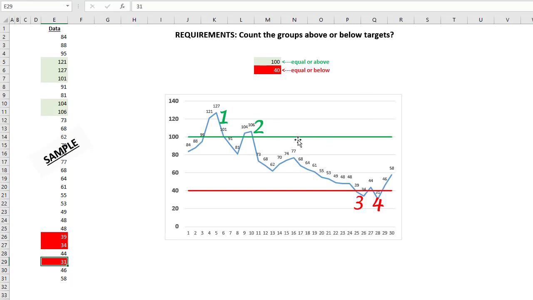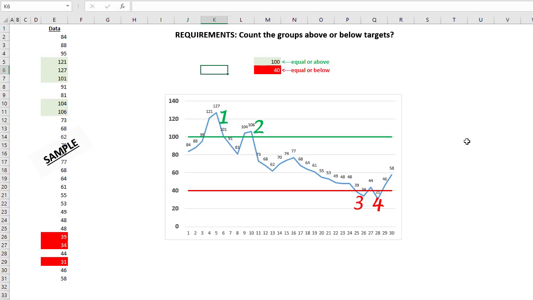Here is the green line, which is currently set to 100 for the max, and the red line, which is set to our 40 over here. And we count these four groups. First group, second group, third group, and fourth group. But this is only a small little sample.